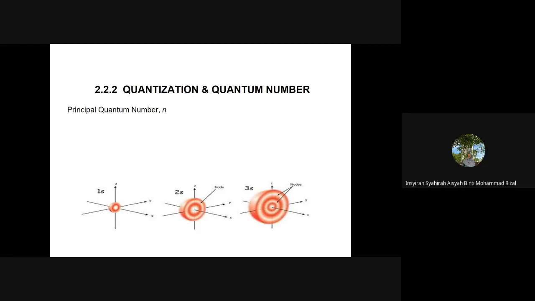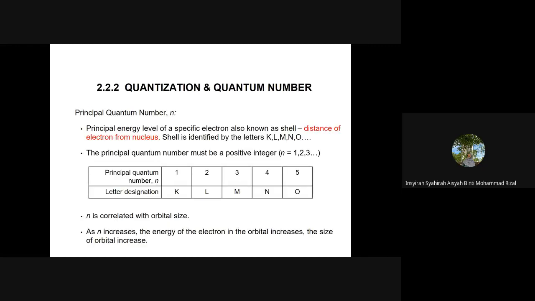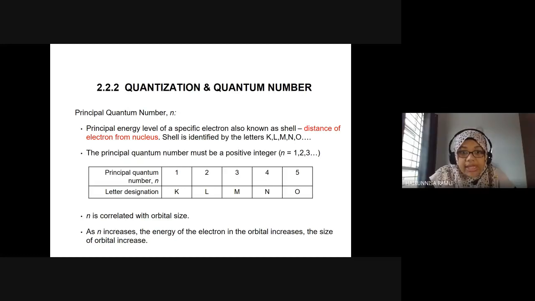N tu boleh anggap ke dia sebagai number of shell? Yes, shell betul. Sebab tadi kan saya cakap n tu shell kan? So maksudnya n equals to 1 is you ada nucleus, you ada ni je. Bila n equals to 2, maknanya you jangan terus kata dia dekat 2 je. Maksudnya dia ada juga 1. You will start with 1, right? n equals to 2 dekat sini. The number of shell lah. Okay, so jadi n equals to 2. Ni n equals to 1. Okay?